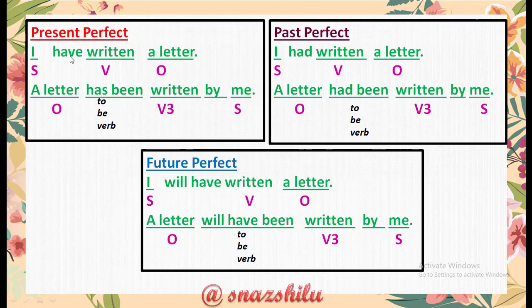And finally, perfect tense. Present perfect tense. I have written a letter. The passive form is a letter has been, because a letter is singular, so we take has been written by me. Here, past perfect tense, I had written a letter. A letter had been written by me. And future perfect, I will have written a letter. A letter will have been written by me.